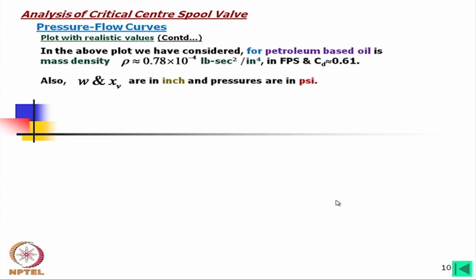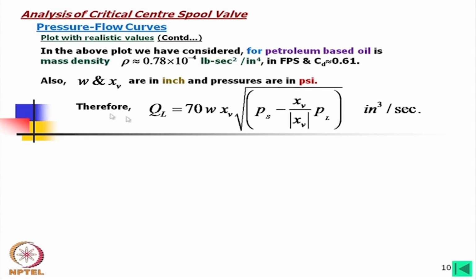Okay. Now, in the above plot we have considered, for petroleum based oil, the mass density rho equal to 0.78 into 10 to the power minus 4 pound second square per inch to the power 4. The width W, that is the area gradient, and the stroke are in inches and pressure in PSI. So, if we substitute this value, with the CD we have considered, we will get this equation. This is very often used by those following the FES system.